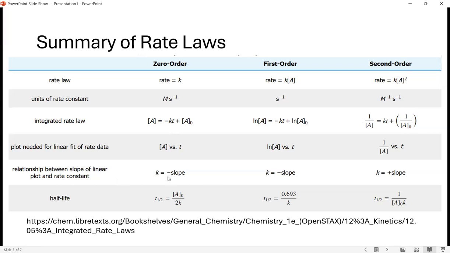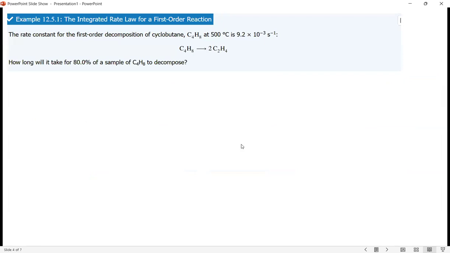And so now we can see the slope. Again, like we focused before, k is equal to minus slope because these are negative, and here it's equal to plus slope. So, yeah, here's an example problem.